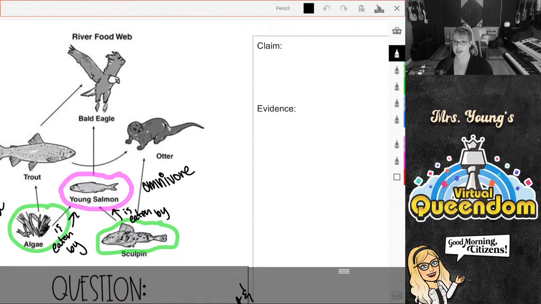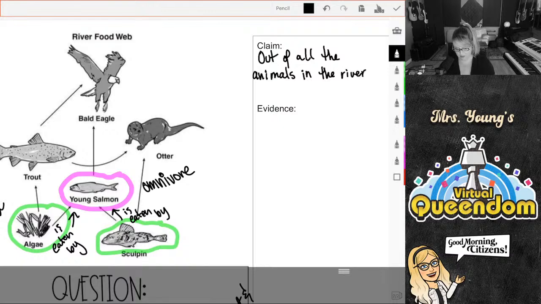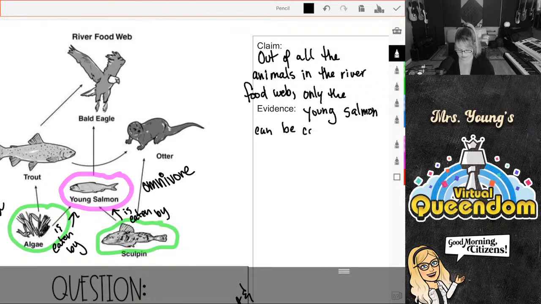Ooh, Ray, that's getting better. We're getting there. Out of all the animals in the river food web, only the young salmon can be considered an omnivore. That now sets up your claim to prove it.